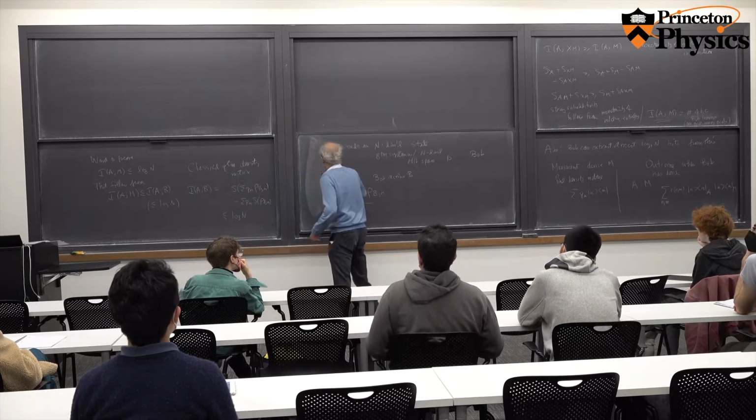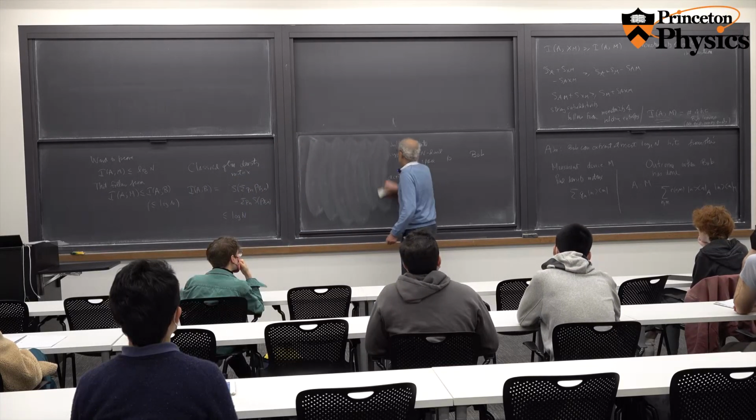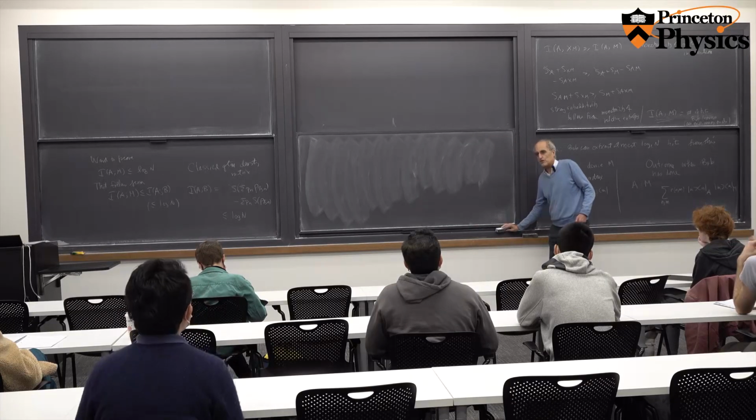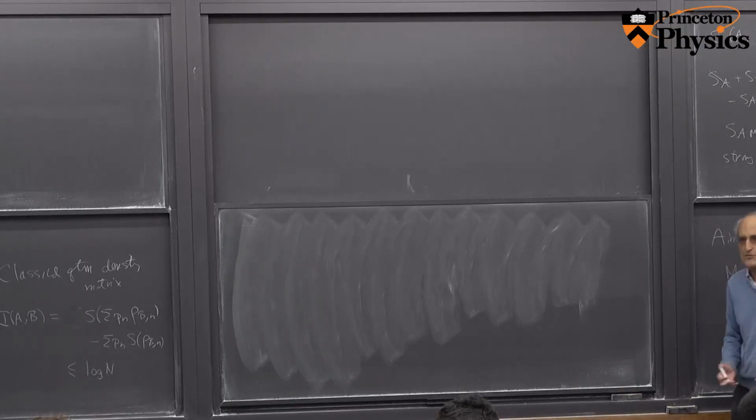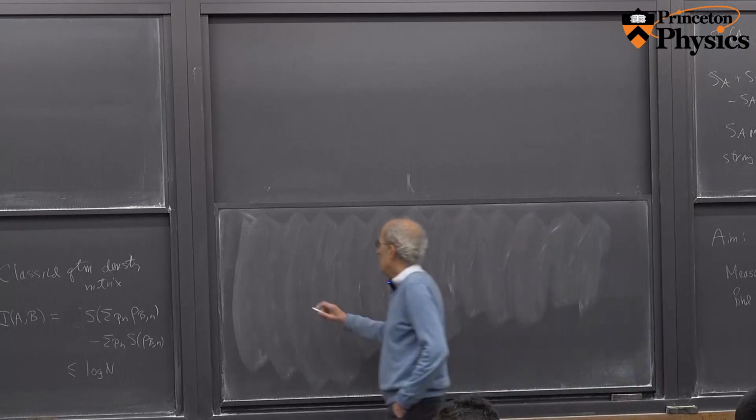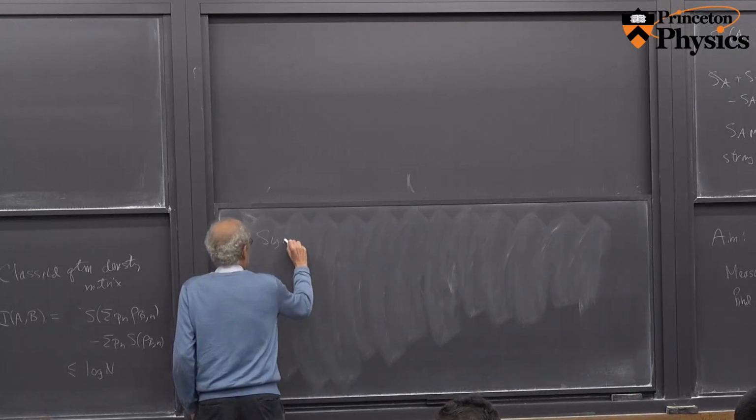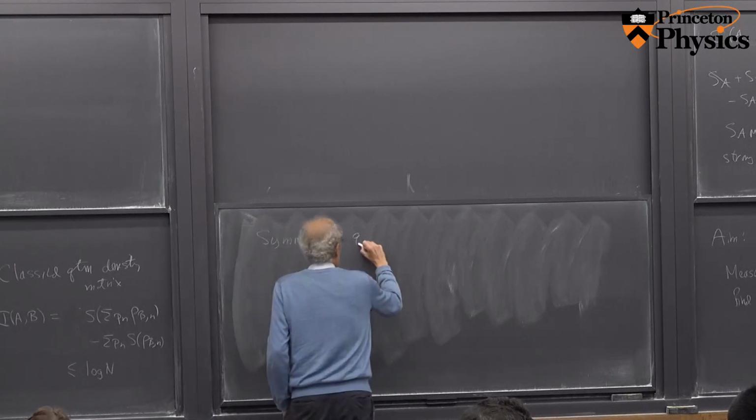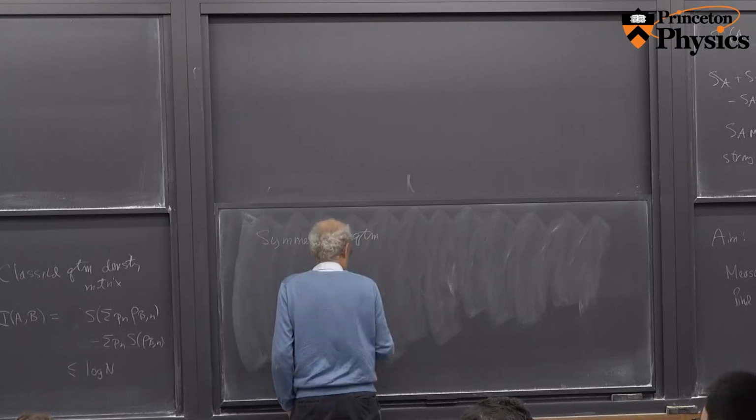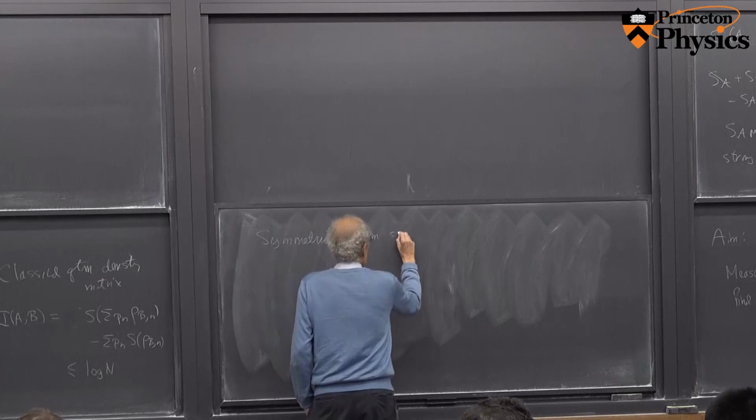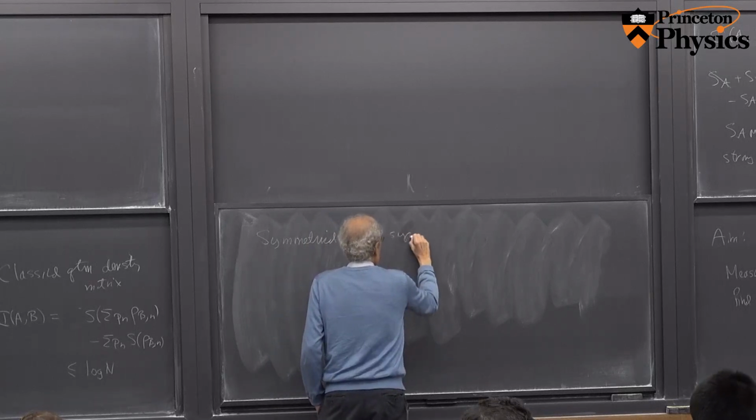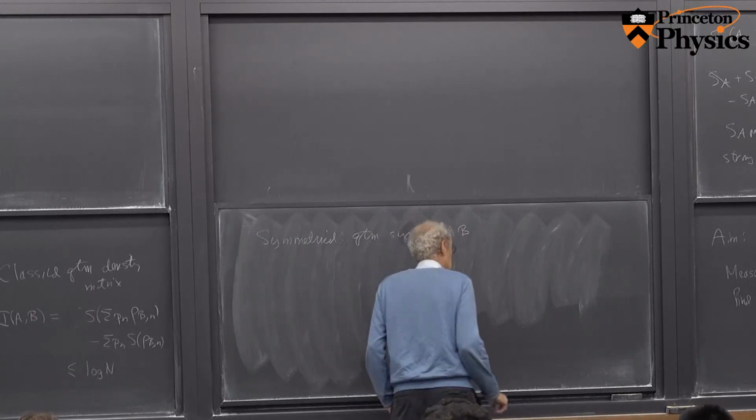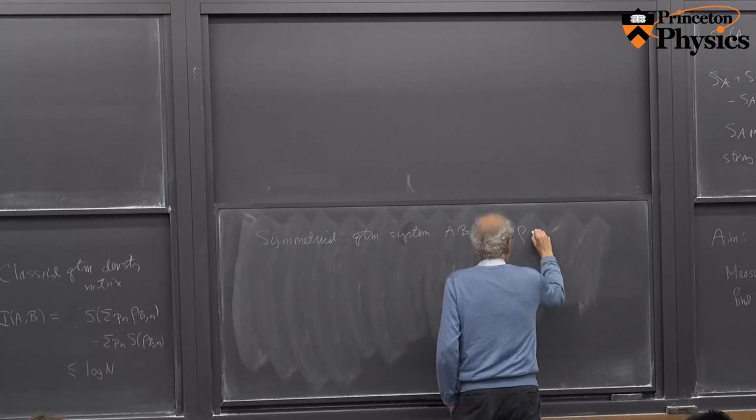Which maybe is the example I should have given to begin with, because explaining the story about Alice sending a quantum message to Bob turned out to be more complicated to explain on the blackboard than I realized. Here's a more symmetrical problem. So there's a quantum system that I'll call AB. It has a density matrix rho AB.